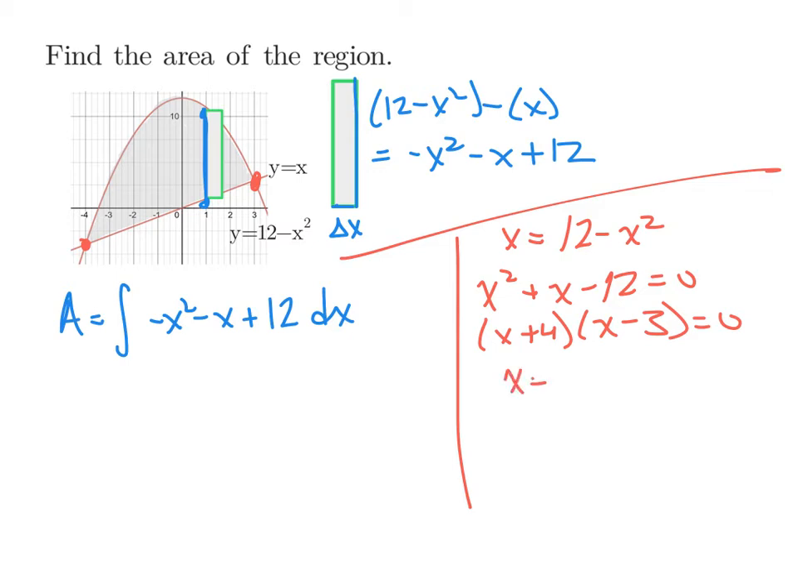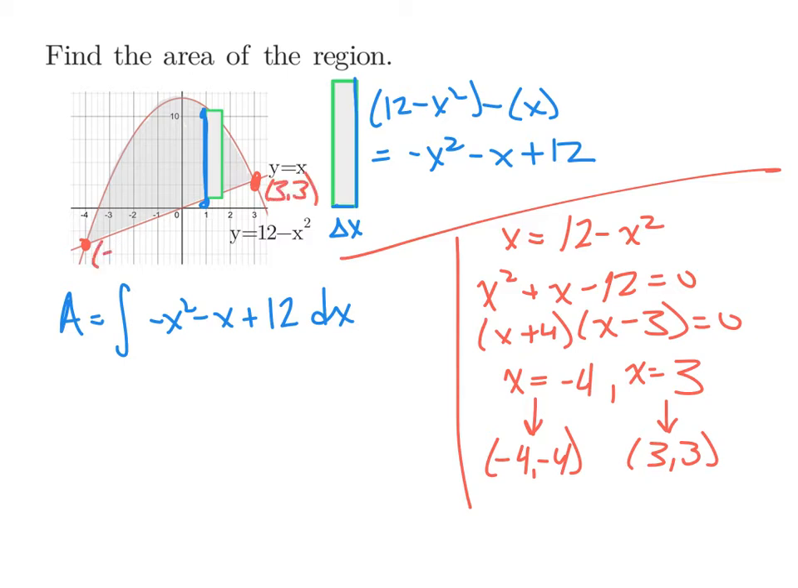And we'll get that x is equal to negative 4 and x is equal to positive 3. We could find those y coordinates, which aren't very difficult in this case, because y is equal to x is one of the equations. That means that this would relate to the point negative 4, negative 4. And this one gives us the point 3, 3. Our two endpoints: 3, 3 and negative 4, negative 4.